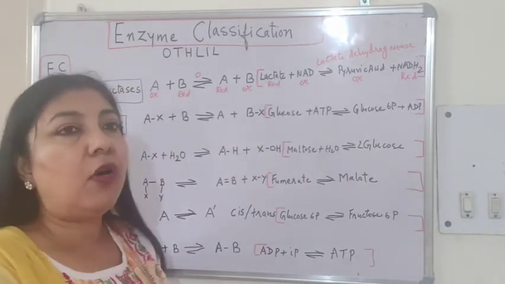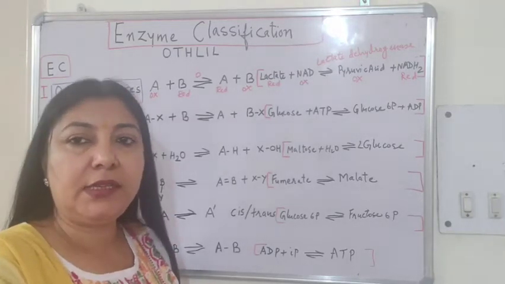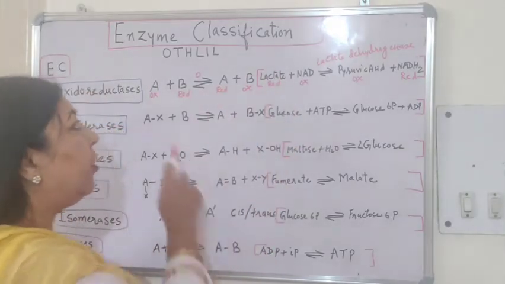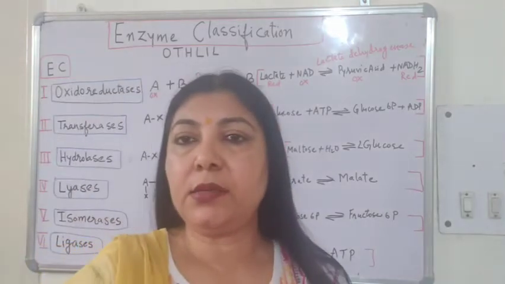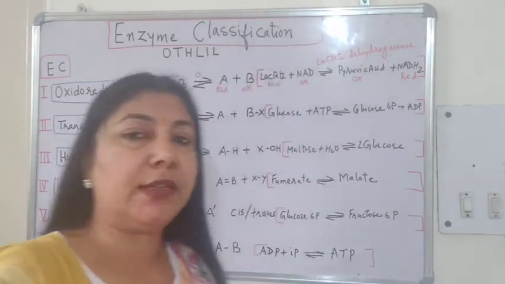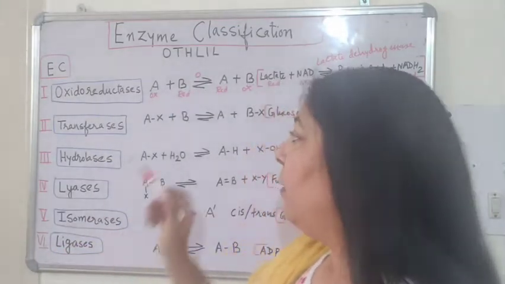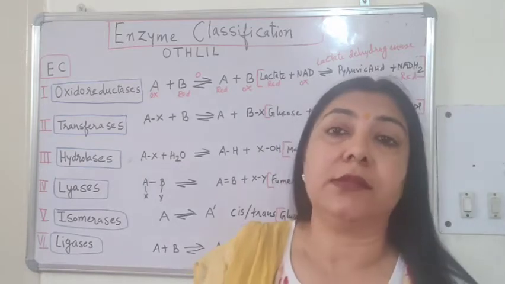Commonly, they are also called as dehydrogenases, reductases, oxidases. Wherever this term comes, all these enzymes belong to class 1, that is oxidoreductases. This is class 1 of the enzyme classification. Now, class 2. Second class of reaction are transferases.